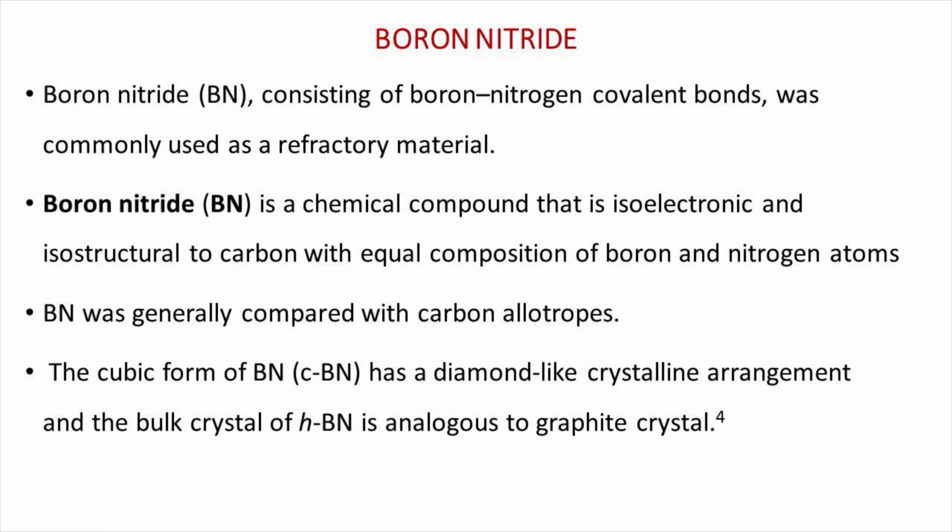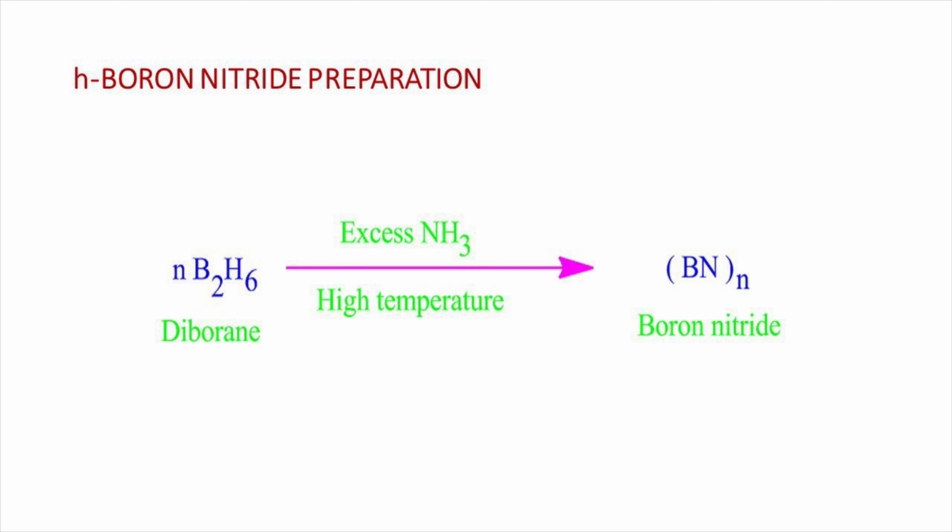There are two types of boron nitride, cubic form and hexagonal form. The cubic form of boron nitride has a diamond-like crystalline arrangement, and the bulky crystal of hexagonal boron nitride is analogous to graphite crystal. Mainly, there are three methods for the preparation of hexagonal boron nitride.